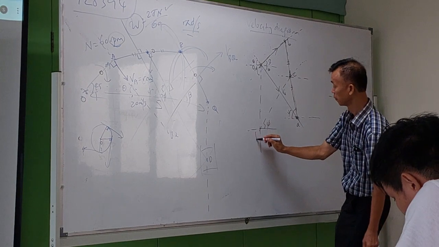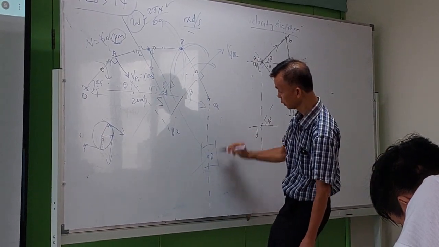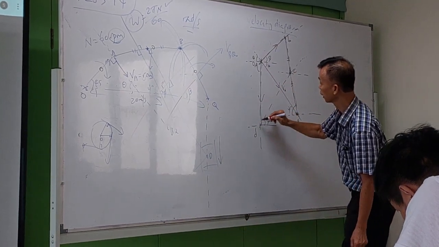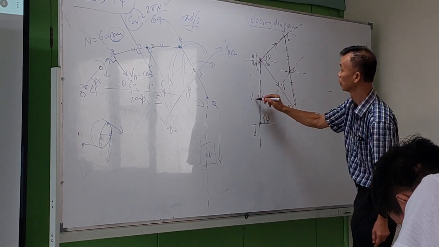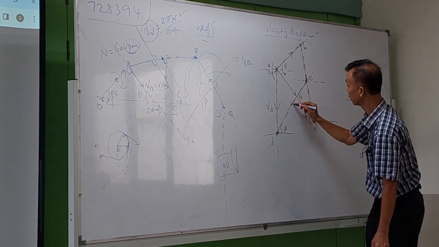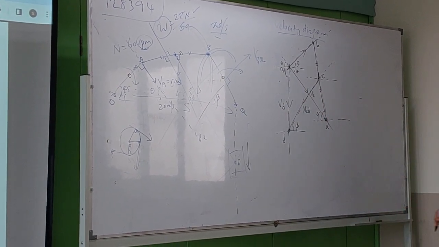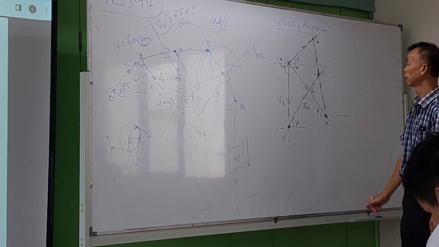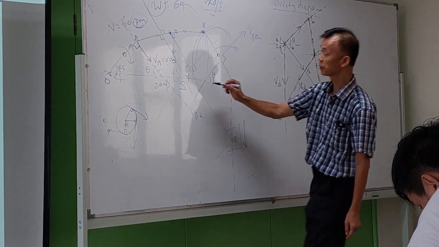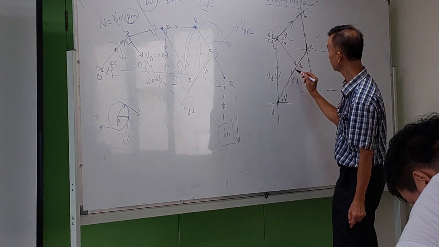This is D, only vertical. D is only vertical here. This is D. Then this is CD. So now we have finished the CD, we have finished the D. This is D, this is CD.